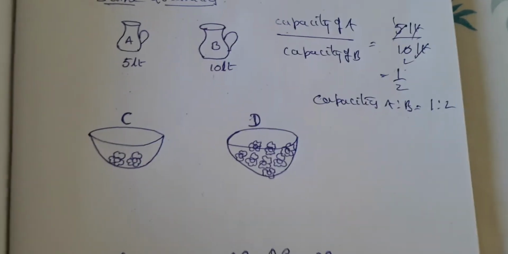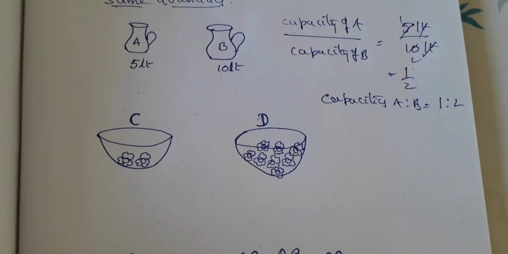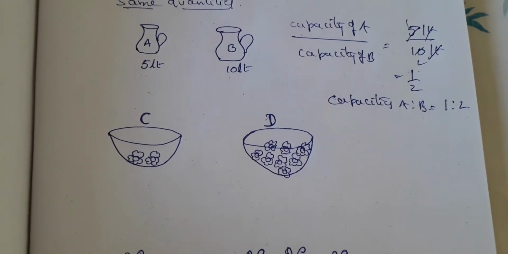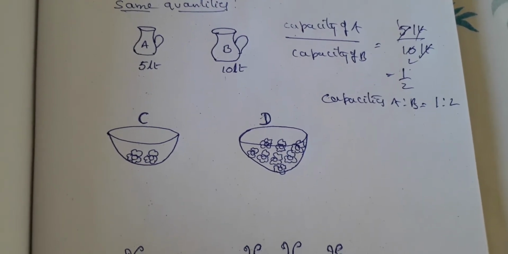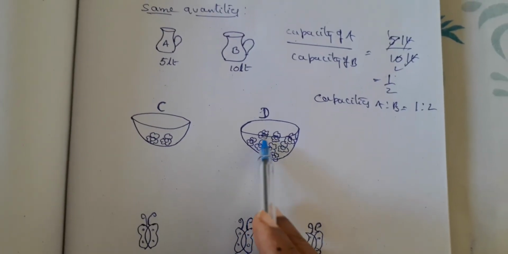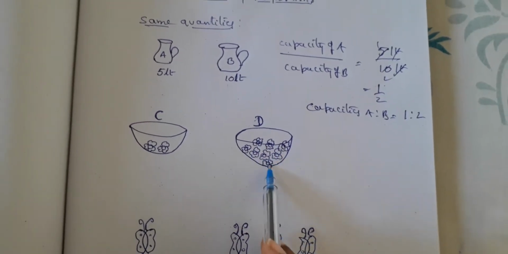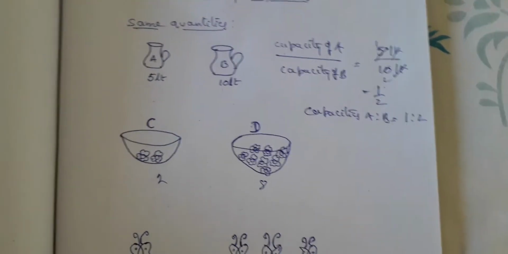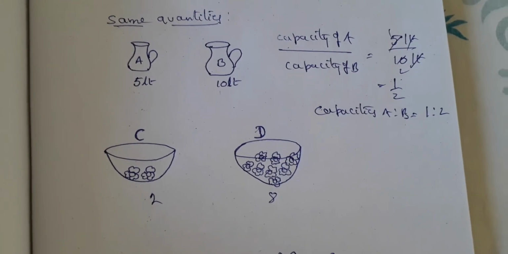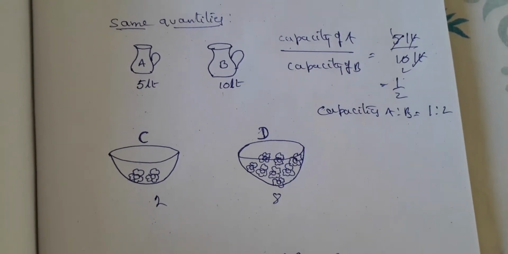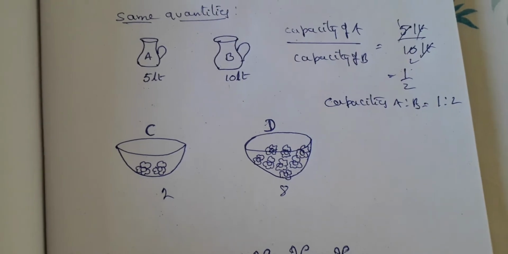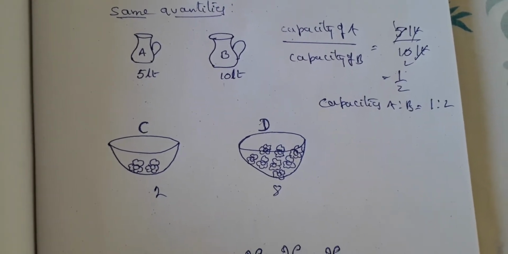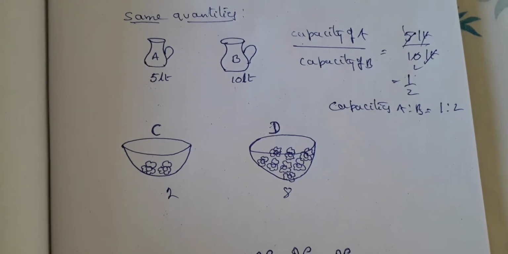So now let us see the second example here. What do we find here? There is a basket C and basket D. How do we compare? In basket C, the number of flowers is 2. And basket D, how many are there? Let us count: 1, 2, 3, 4, 5, 6, 7, 8. 8 are there in basket D. So here 2 flowers, here 8 flowers. So when we compare, we say that basket C is, what do we say? 1/4 times of whatever flowers you have in basket D. Or basket D is having 4 times more flowers when compared to C.